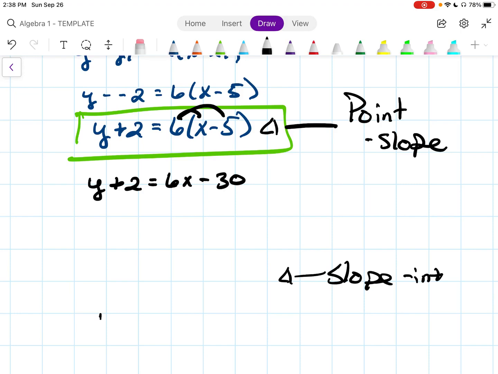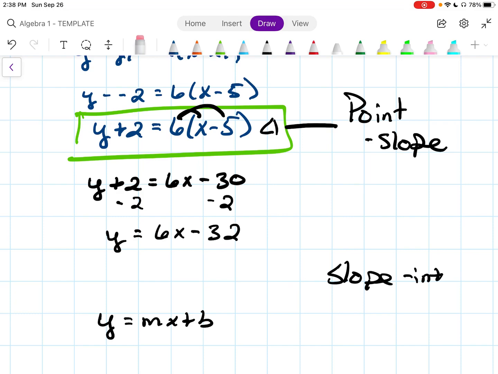Now remember, slope-intercept form looks like y equals mx plus b. I need to get my y alone. So I'm going to subtract 2 from both sides, and I'll have y equals 6x minus 32. And that's it. That is my slope-intercept form for that same line. These are talking about the same line, just in different forms.